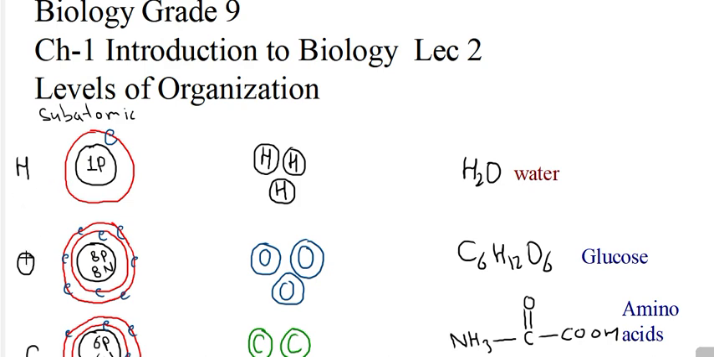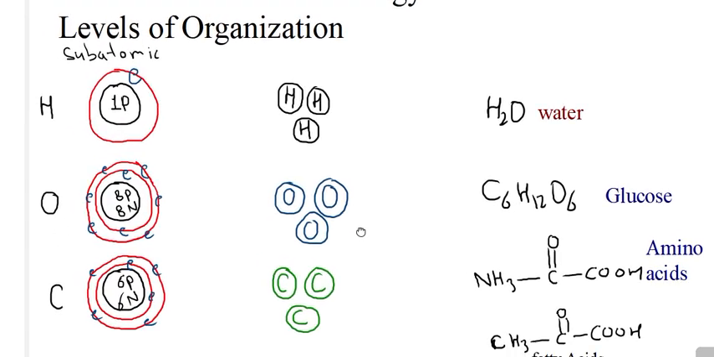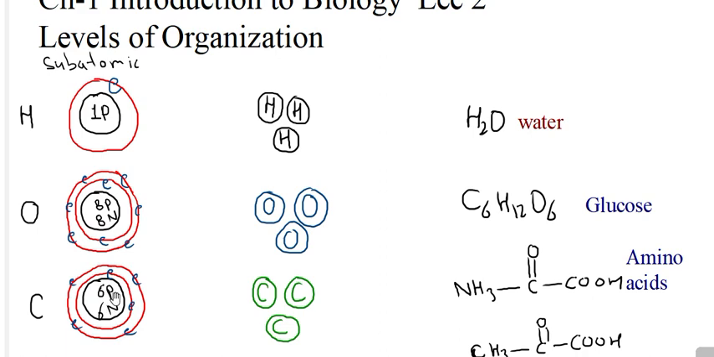Similarly, oxygen is made up of 8 protons and 8 neutrons that are present inside the nucleus and 8 electrons that are revolving around this nucleus. So these electrons and protons are the subatomic particles that make different atoms. Similarly, carbon is made up of 6 protons, 6 neutrons and electrons revolving around the nucleus. So these electrons and protons and their different numbers determine the specific atom.